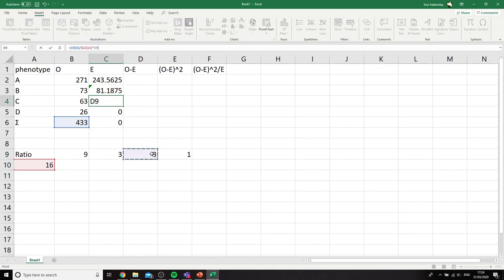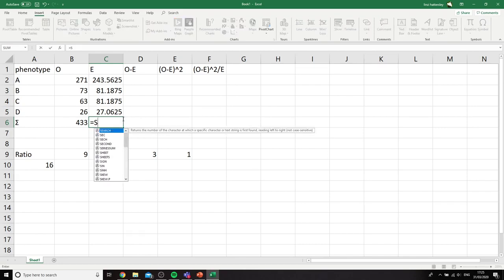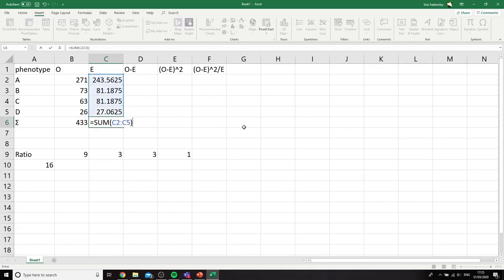It is up to you. You can just type in the same formula without the dollar signs. Okay. Or you can do it that way. It's up to you. Okay, equals sum. These need to be the same. Equals, yep, 433.